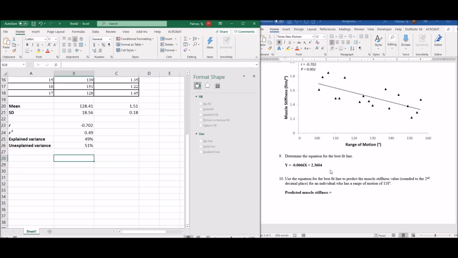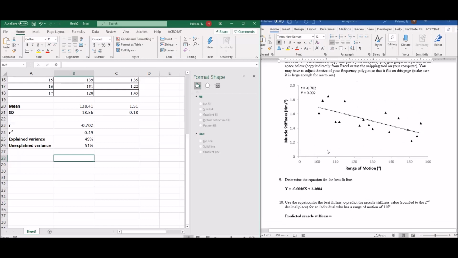Muscle stiffness, remember, where is it located on our graph? It's located on the y-axis, right? And so what does the y in this equation indicate? The y indicates muscle stiffness, okay? So this is the prediction. This is the predicted muscle stiffness value right here, represented by y, because muscle stiffness is on the y-axis. This is our y variable here.